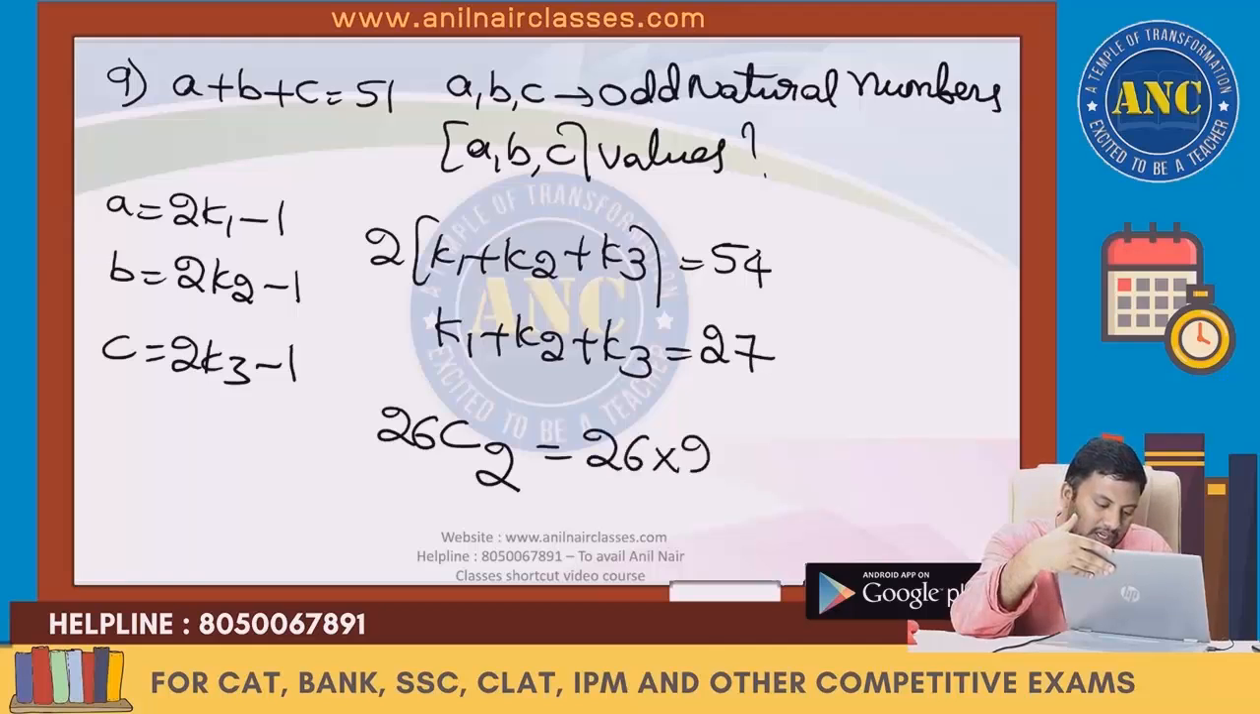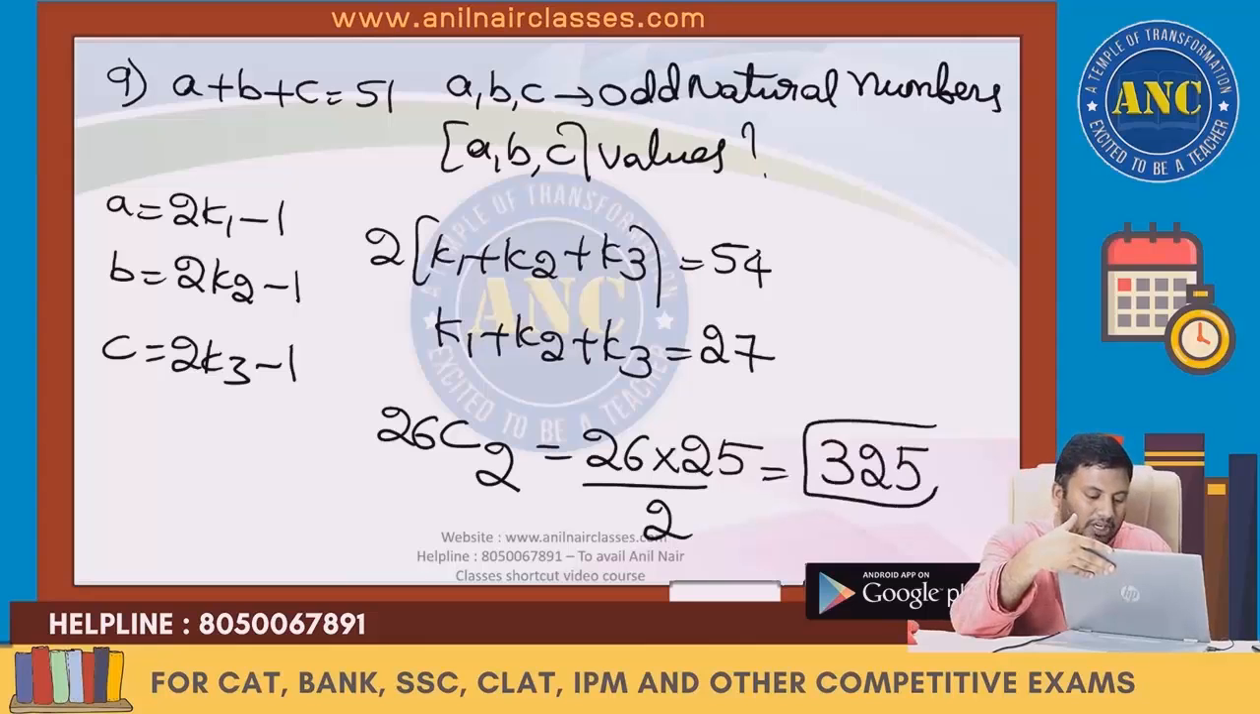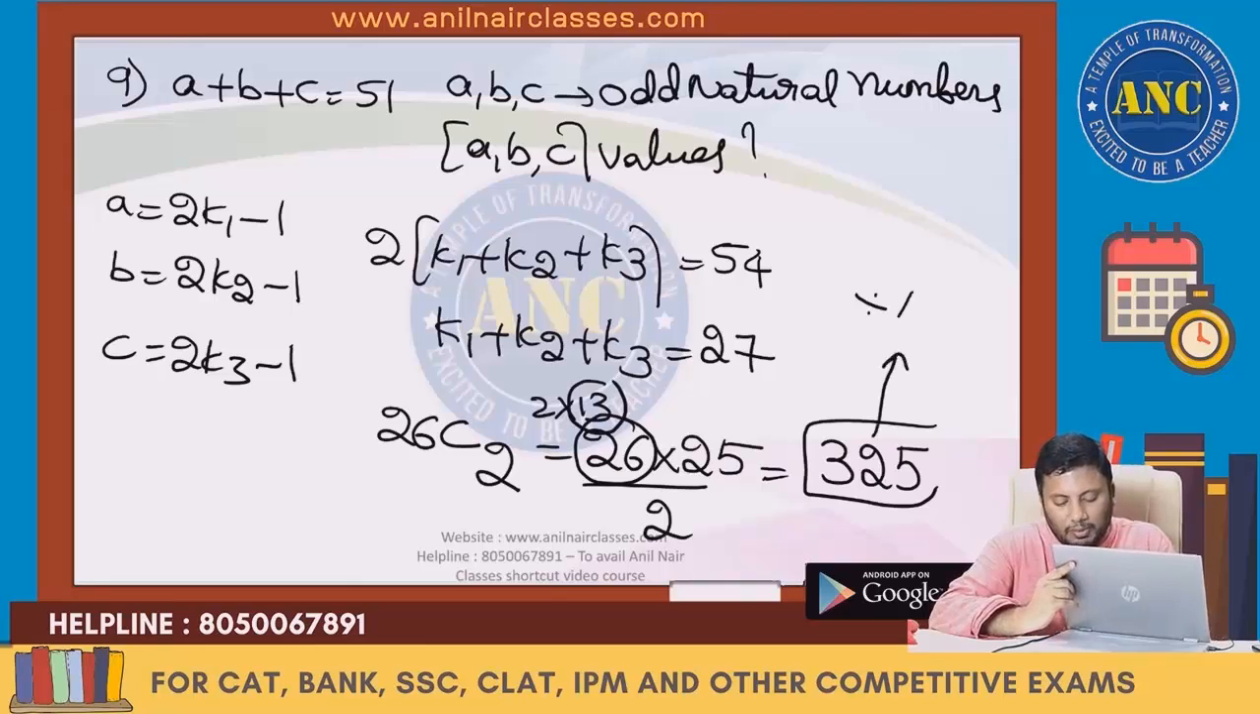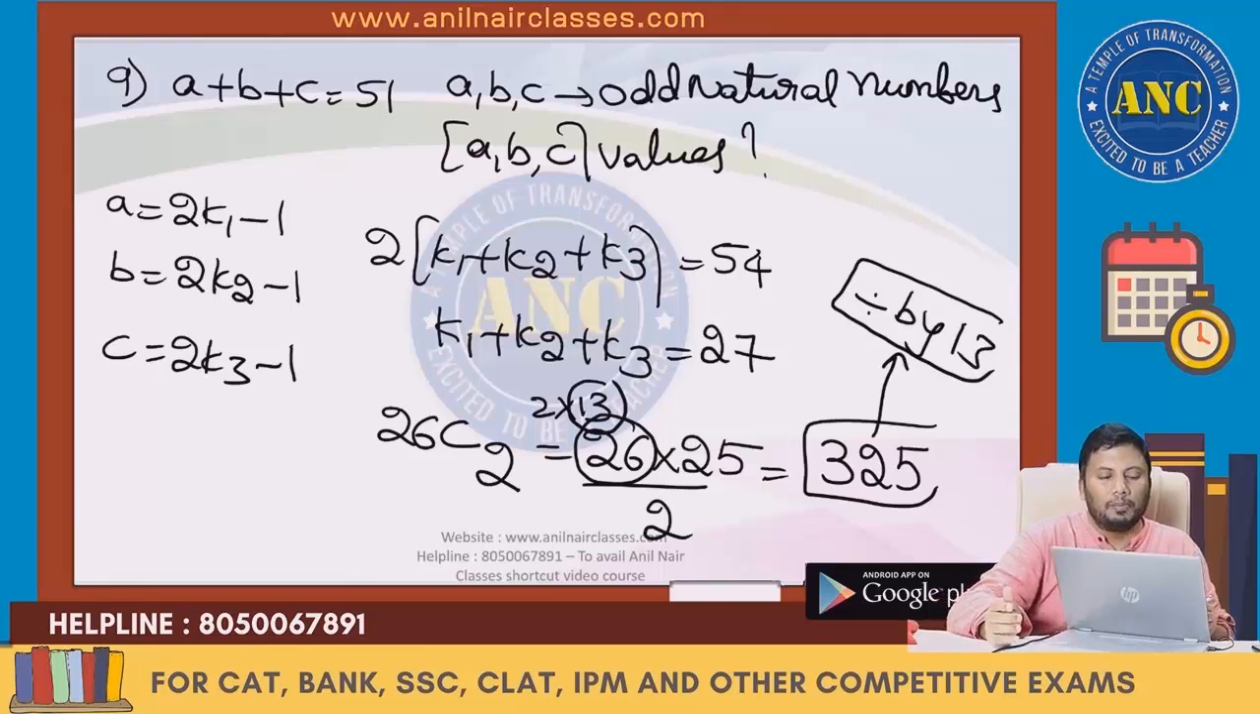Again, what is important is 26 into 25 by 2, which is 325. What is important for me is this 26, which is 2 into 13. 13 is a prime number, so the answer should be divisible by 13. Play with the answer options. 26C2 is 26 into 25 by 2. The answer is 325. Ninth problem, I hope it is clear.